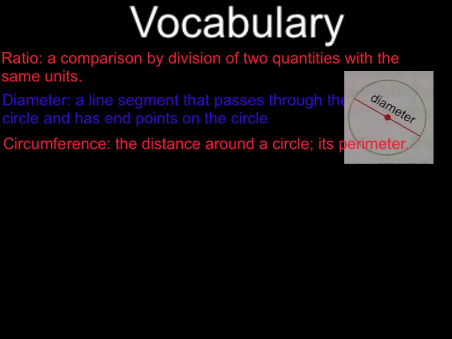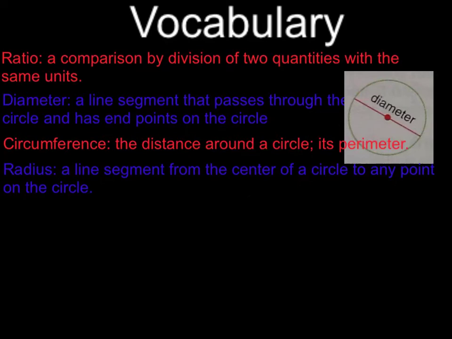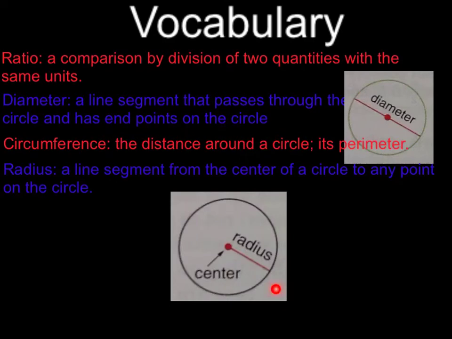Circumference, the distance around a circle, or its perimeter. This is the circumference of the circle. Radius, a line segment from the center of a circle to any point on the circle. This picture shows the radius. As you can see, it goes from the center of the circle out to the outer edge.